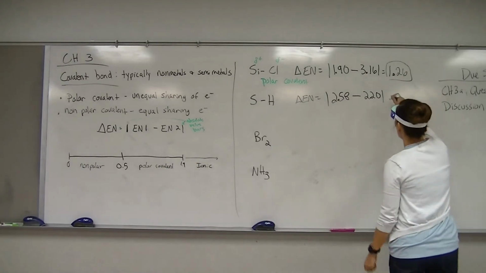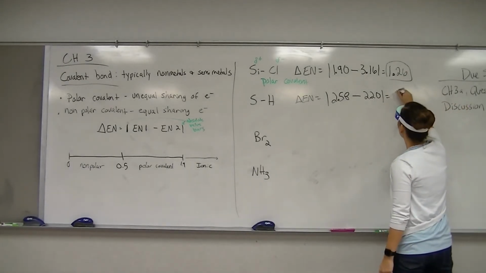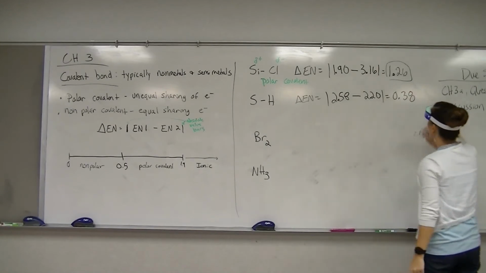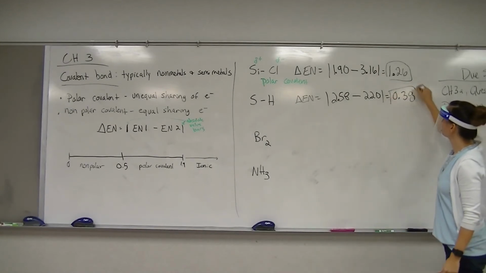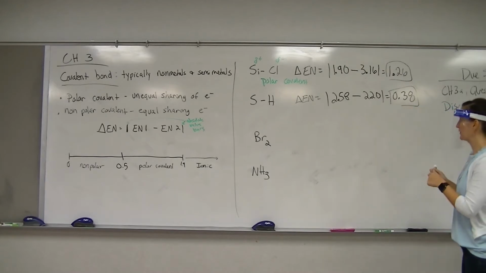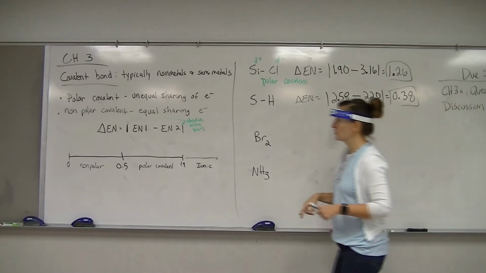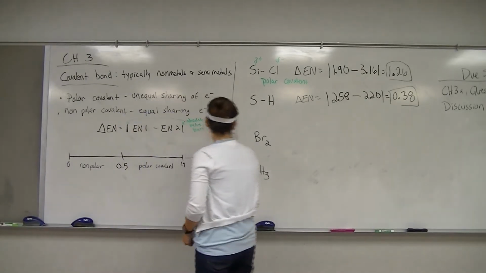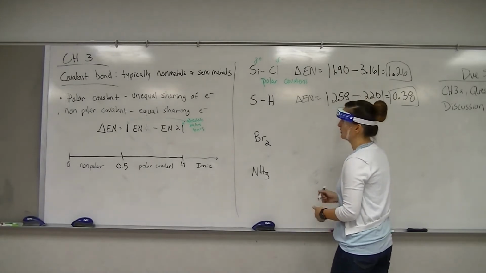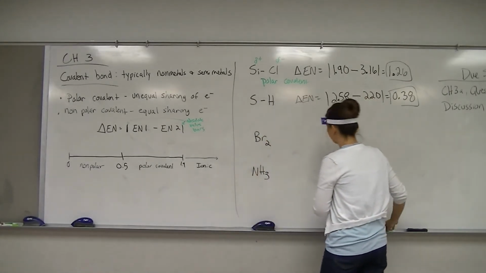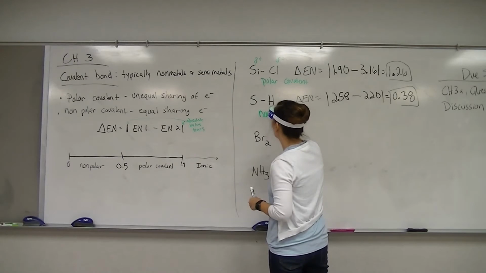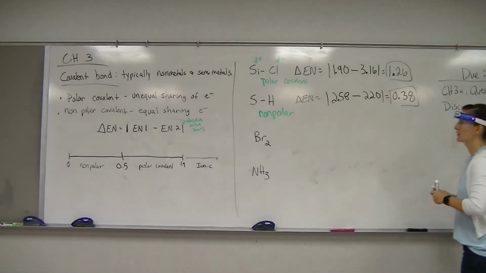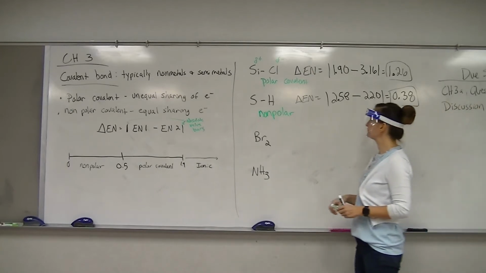Subtracting those, I'm going to do that one without my calculator. Hopefully, I won't get it wrong. 0.38. So a very small electronegativity difference, right? They're very similar to each other. So 0.38 is less than 0.5. That means they're sharing those electrons equally, and it is nonpolar. Since it's nonpolar, we don't have a separation of charge at all. There's no partial positive, no partial negative. They're sharing them equally.